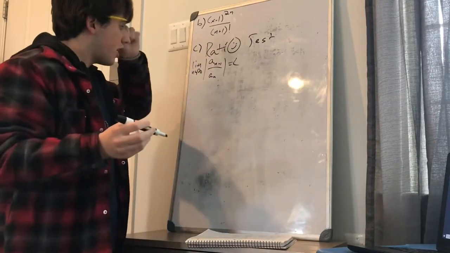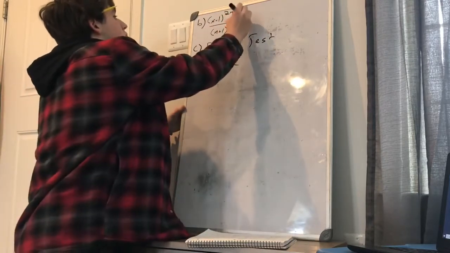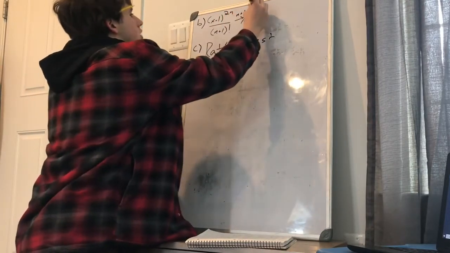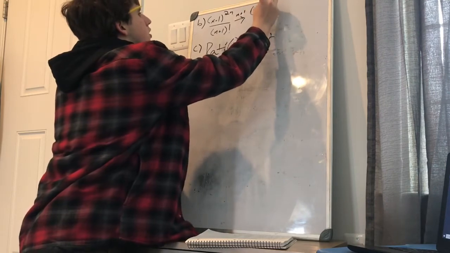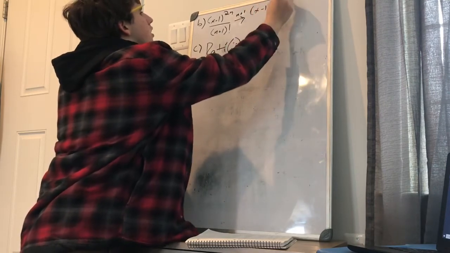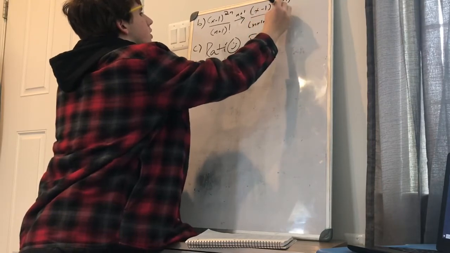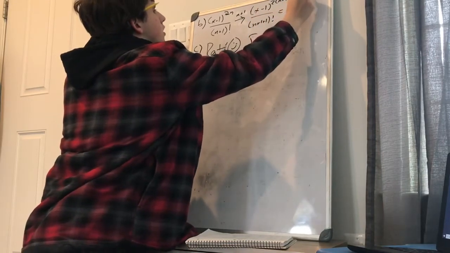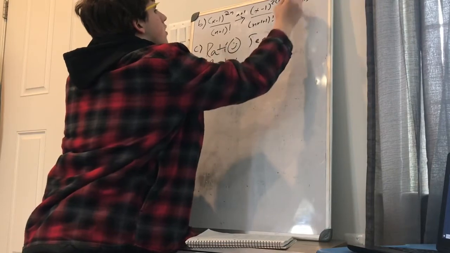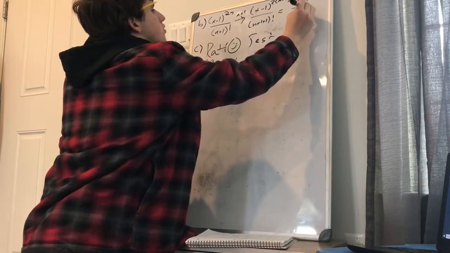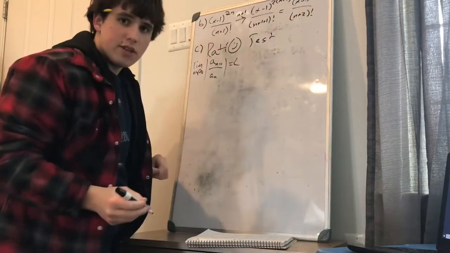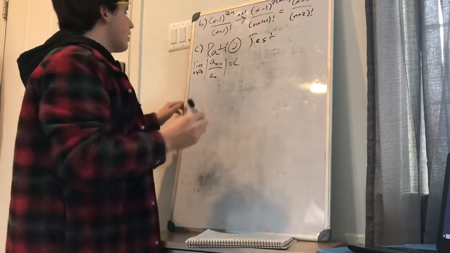In order to get a of n plus 1, we have to plug n plus 1 into n. So we do just that: (x minus 1) to the 2(n plus 1), over (n plus 1) factorial. That turns into (x minus 1) to the 2n plus 2, over (n plus 2) factorial. And if you didn't get that, you're a dumb little baby. All right, let's keep going.